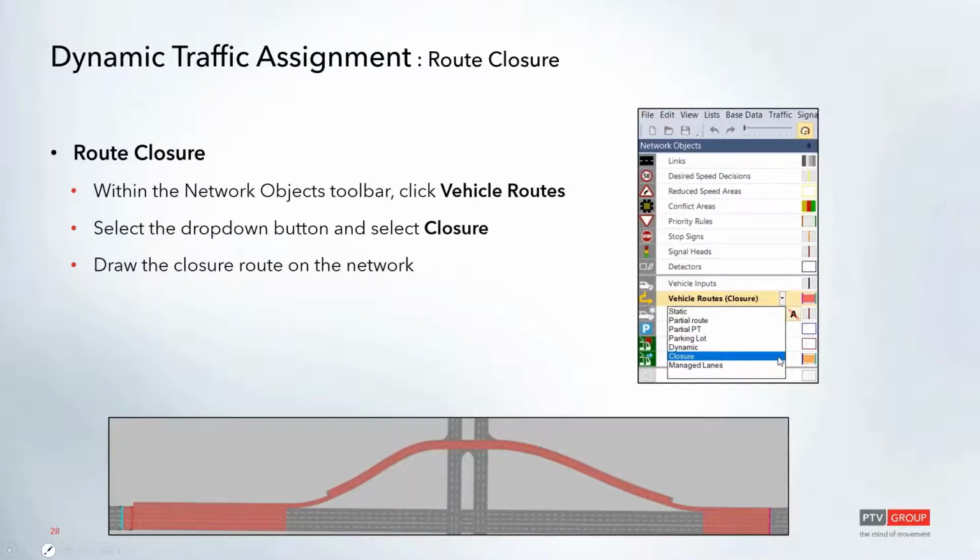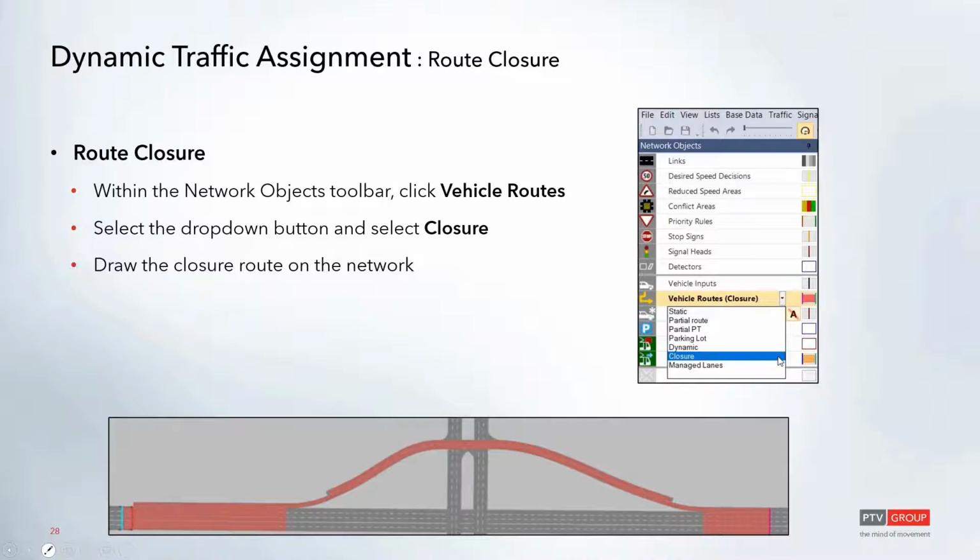And then for the route closures, these can be added by selecting vehicle routes from the Network Objects toolbar. And then you'll just select that little drop-down icon there, and you can change the selection to closure. And these routes will be added just like any other static or partial route, where you'll just select the start point and then the end point. And from there, you can also edit the route if you want it to take a particular path.